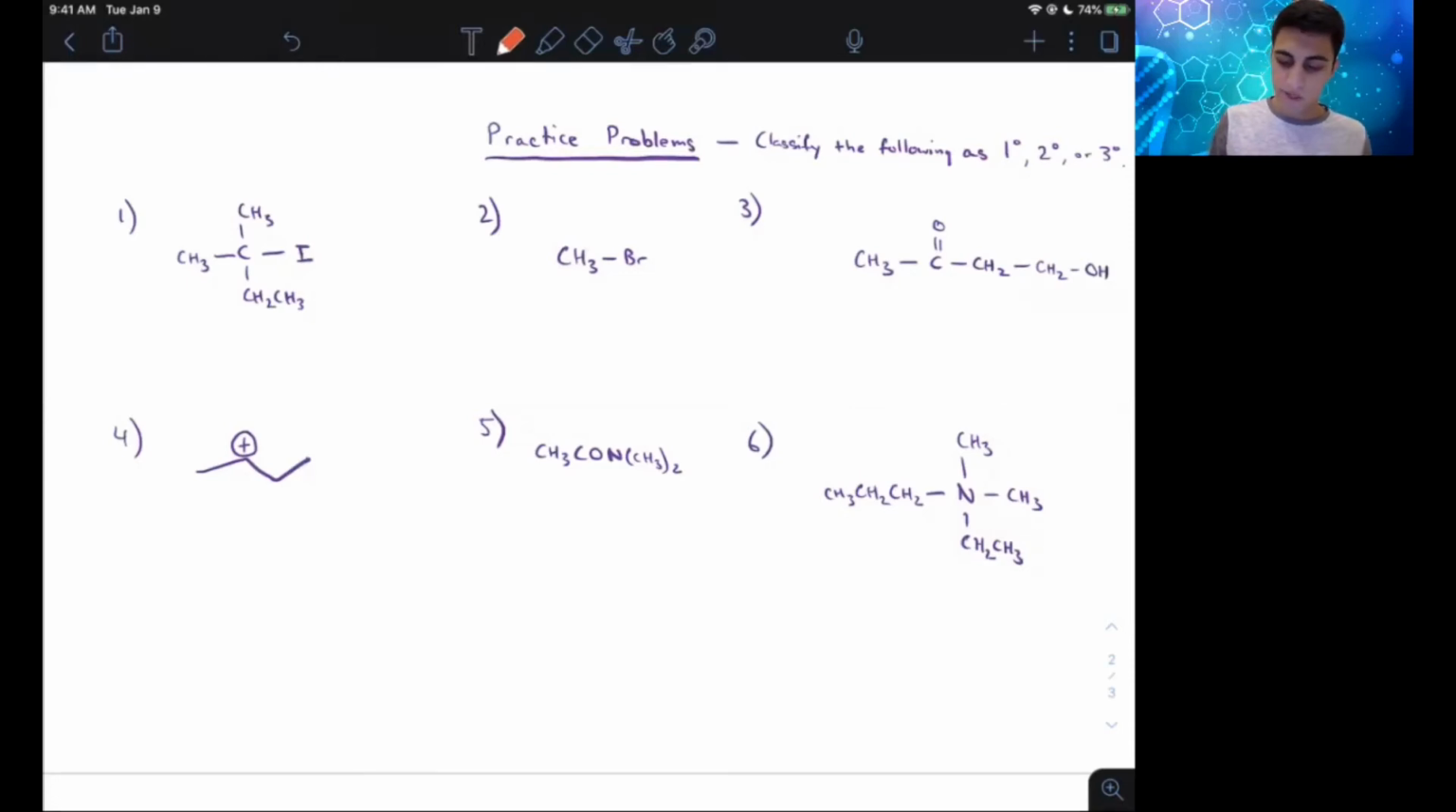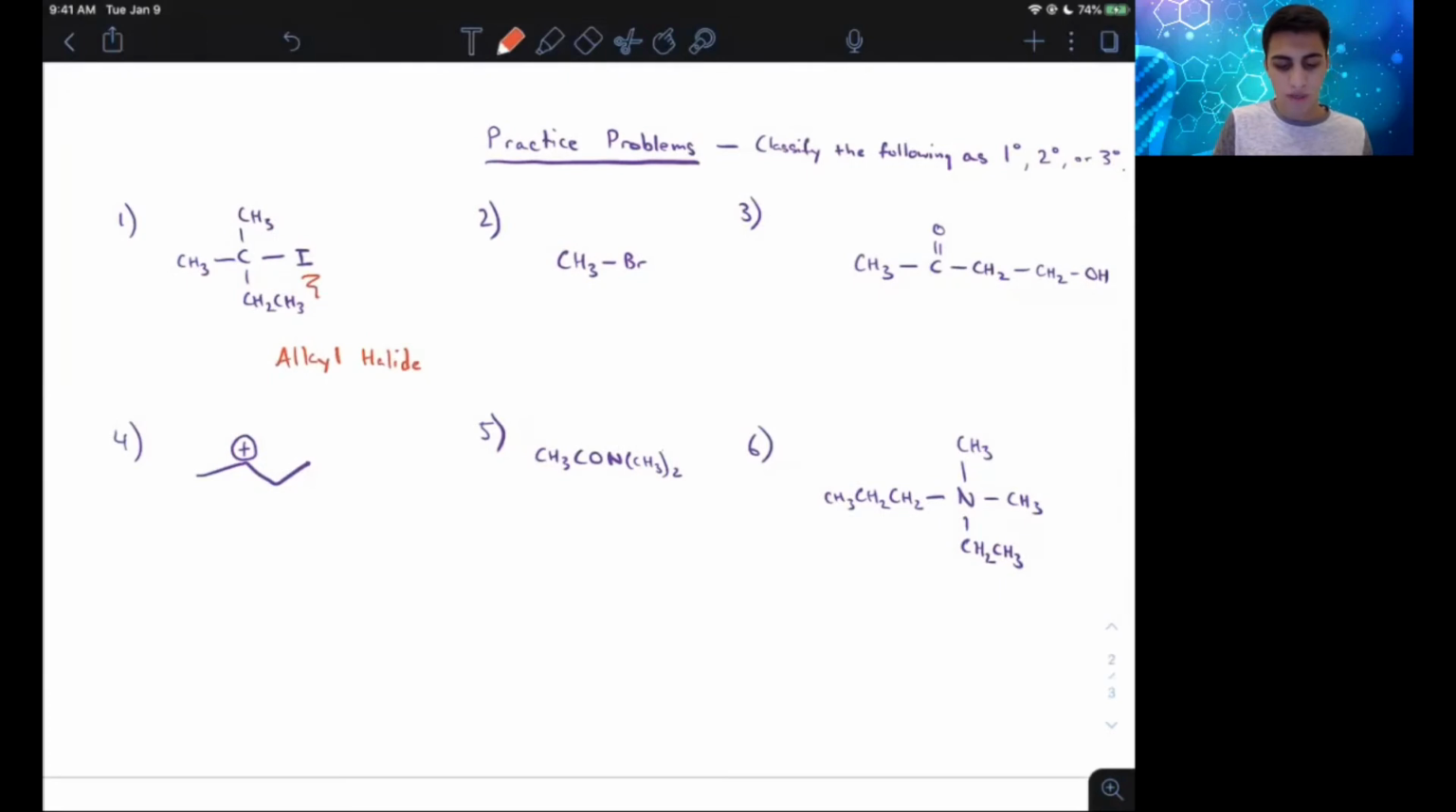All right. So we need to classify the following as primary, secondary, or tertiary. So this right here, number 1, is an alkyl halide, right? How did we know that? Well, because we see our halogen, so we need to classify the alkyl halide. Now, specifically, this is an alkyl iodide, because we have an iodine, right?